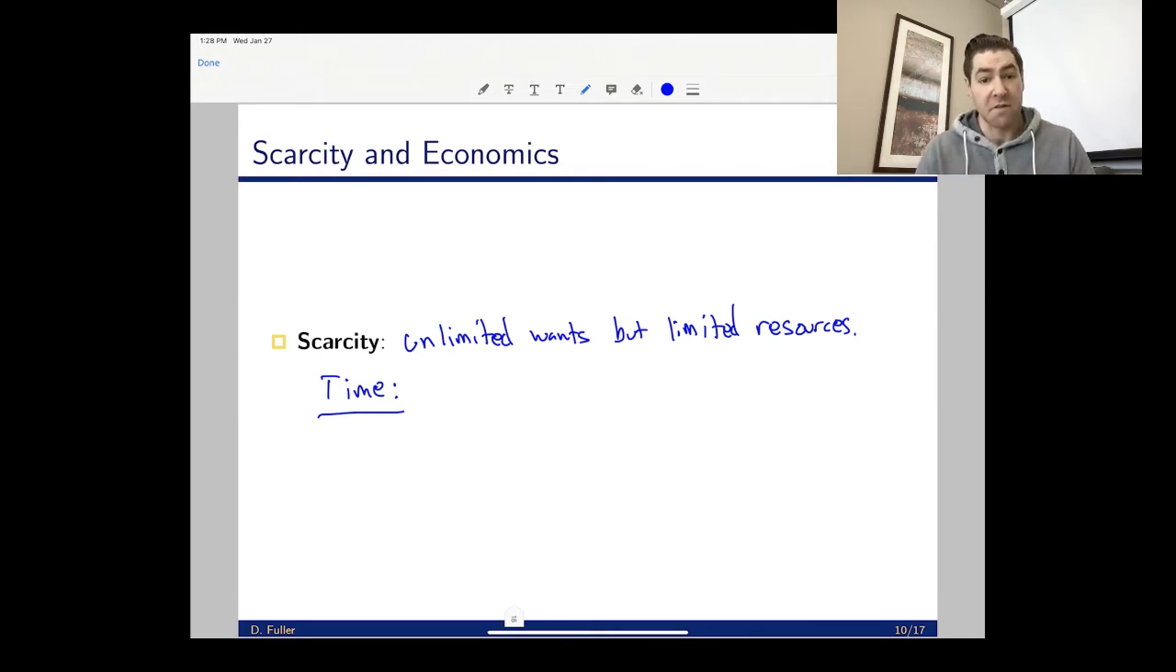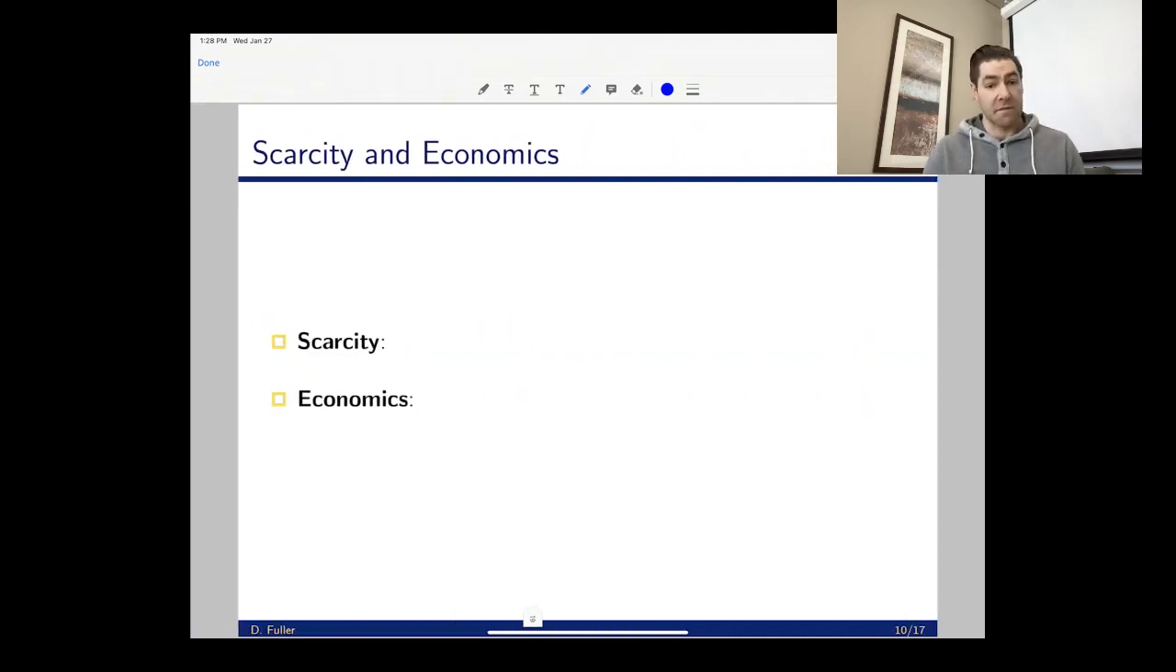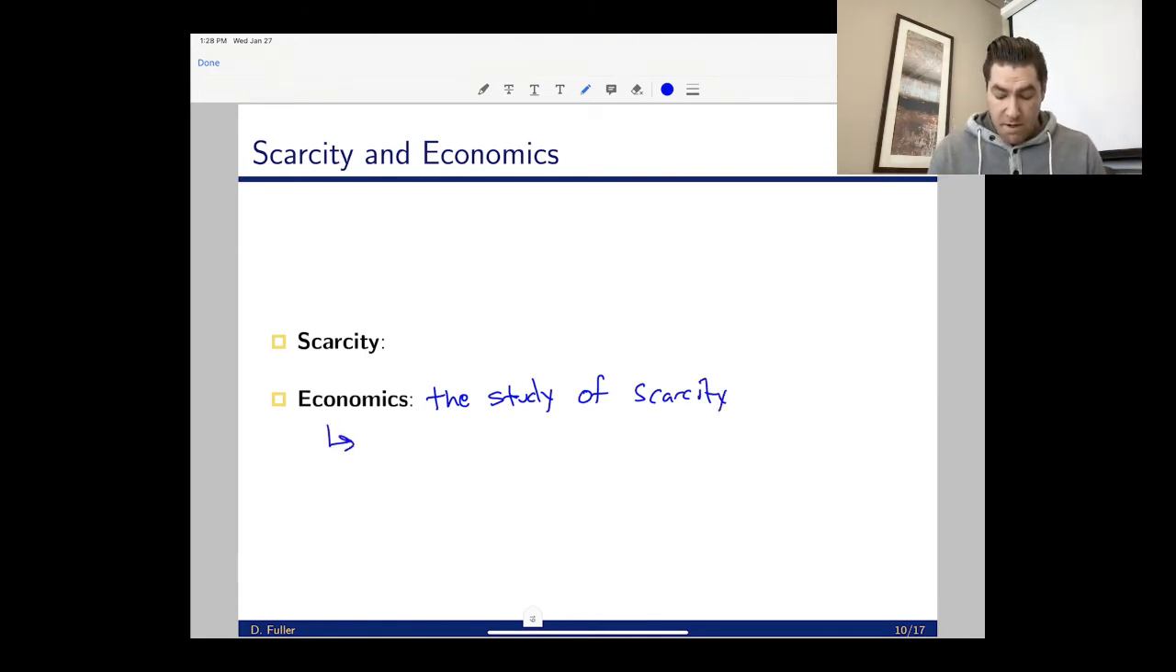Unfortunately, we do have scarcity. So I only have 24 hours in the day. I have to decide how I am going to allocate that scarce resource of time. And so that is precisely what economics is. Economics is the study of scarcity. And if I want to be more specific, economics is the study of how scarce resources are allocated.